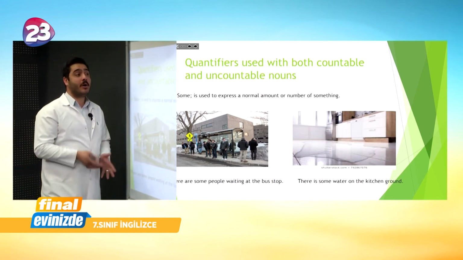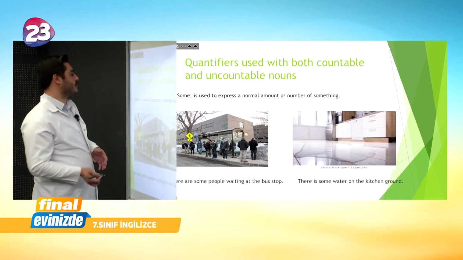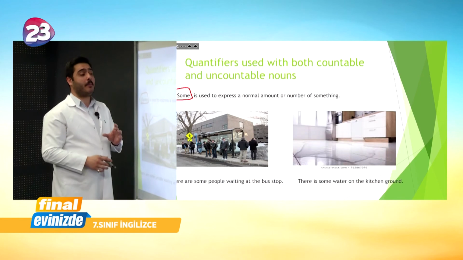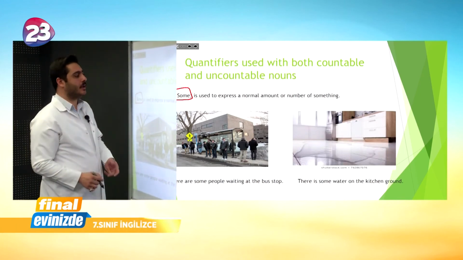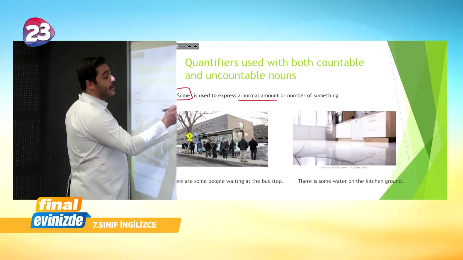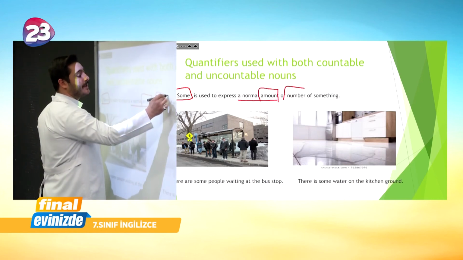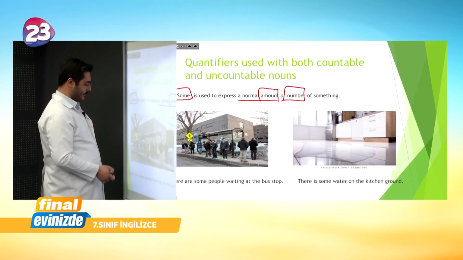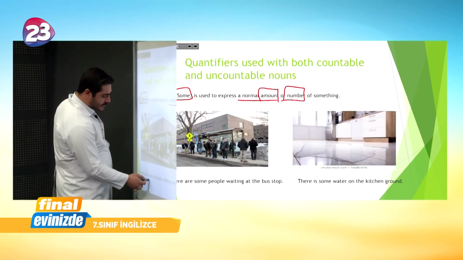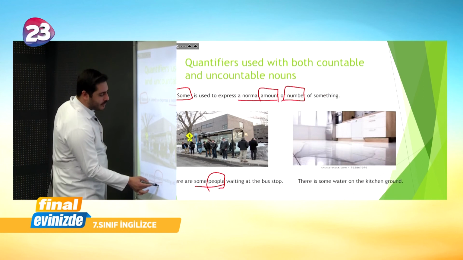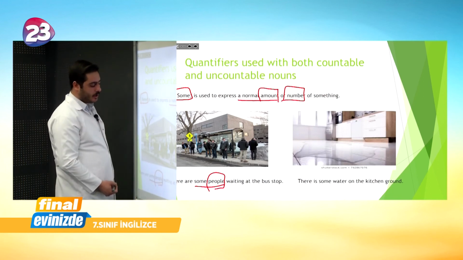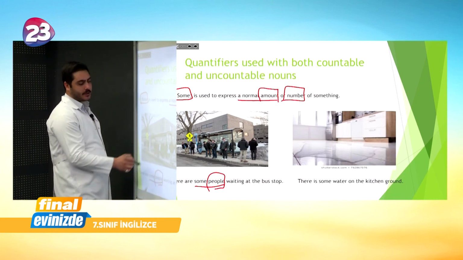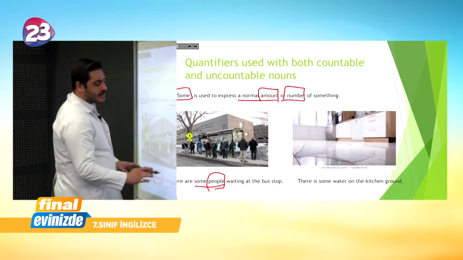Quantifiers used with both countable nouns and uncountable nouns. For example, some is one of them. Some is used to express a normal amount or number of something. You can see here a normal amount, both amount and number, guys. A normal amount or number of something. There are some people, you can see people is the plural form of person, so it is a countable noun. There are some people waiting at the bus stop. You can see the picture. Can you see the difference?